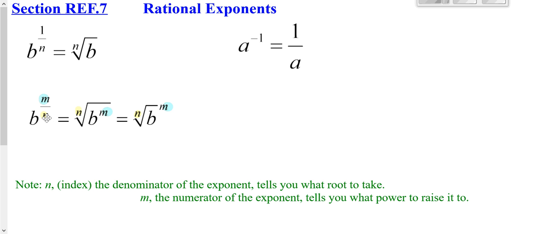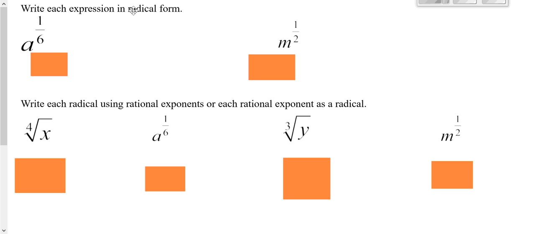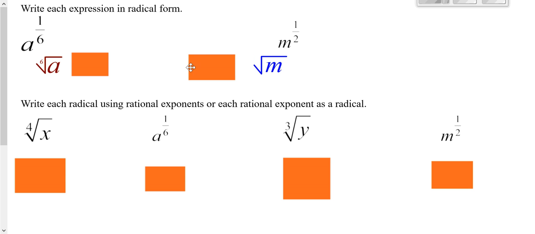So, once again, the denominator of the exponent tells you the root to take. The numerator of the exponent tells you the power to raise it to. So to write this as a radical, the denominator is 6, so it would be the 6th root of a. Here our denominator of the exponent is 2, so we would have the 2nd root of m, or the square root of m.